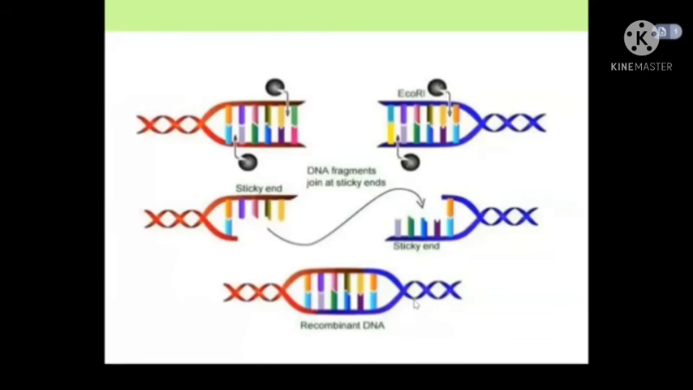So it's clearly shown, it is cutting. So the fragment, the isolated portion, you are taking out into another organism's DNA, which also has a sticky end. So this sticky end will attach with that sticky end, and it forms a new DNA which is called the recombinant DNA. So this technique is known as recombinant DNA technology.